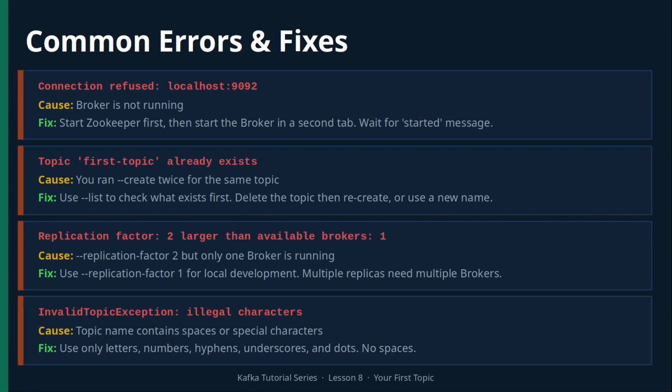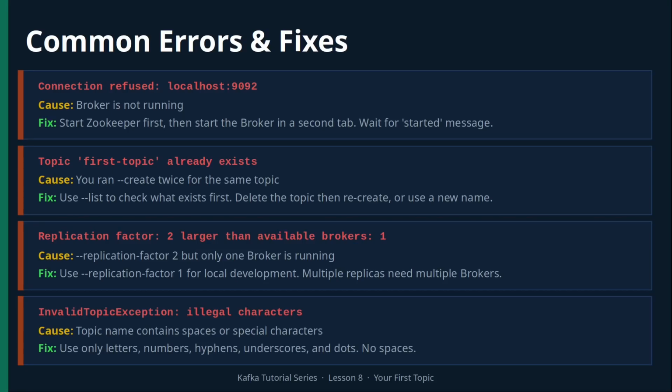A few errors you might see and how to fix them. Connection refused on localhost port 9092, the broker is not running. Go back and start ZooKeeper first, then the broker. Wait for the started message before running any topic commands. Topic already exists, you ran create twice for the same name. Run list first to check what is there. Delete the old one if needed or just use a different name.